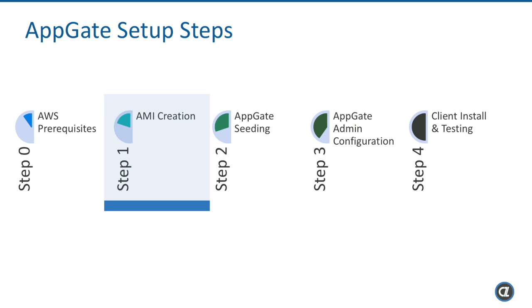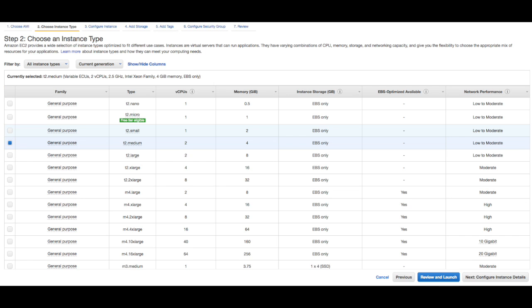So now we're going to walk through the instance creation. Once you have chosen the AMI from the marketplace, we're going to choose the instance type. For testing purposes, the T2 medium is good. So select this one and click next step to continue.